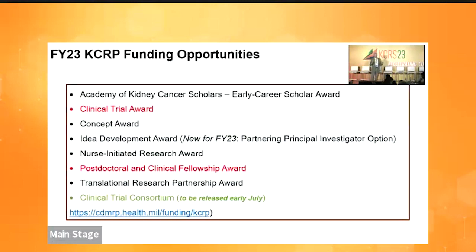So these are the funding opportunity mechanisms that are now in place for FY23. The Academy of Kidney Cancer Scholars, again, an effort to grow the field, Clinical Trial Award, Concept Award, Idea Development Award, Nurse Initiated Research Award, Postdoctoral and Clinical Fellowship Award, Translational Research Partnership, and the Clinical Trial Consortium. It says here that the Clinical Trial Consortium is going to be released in early July. It's been released, and you can find it at the website that's listed below. The two mechanisms that are in red are ones I want to emphasize in this talk. So I'm going to show you a slide for every single mechanism here, but I'm not going to talk about several of them because I'm going to emphasize these two.